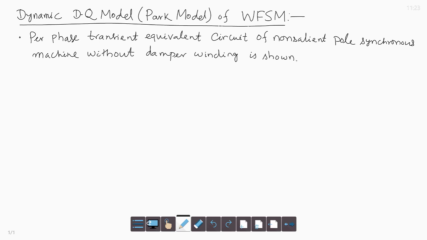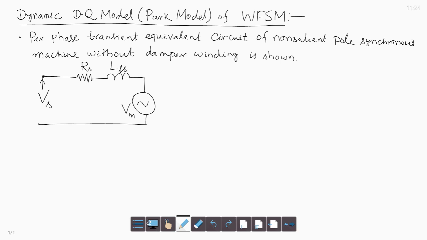So, first we will draw the per-phase transient equivalent circuit of a non-salient pole synchronous machine without damper winding. The equivalent circuit is as shown here. We have a stator winding, and the stator winding has resistance Rs, the stator resistance. Then the stator winding has a leakage inductance Ls. Then behind this impedance we have the induced EMF Vm. This is the induced EMF Vm, and the voltage applied to the stator is Vs, and it draws a current Is.